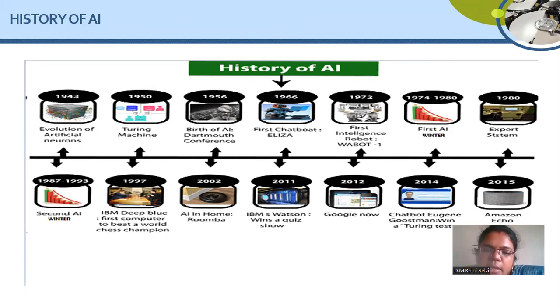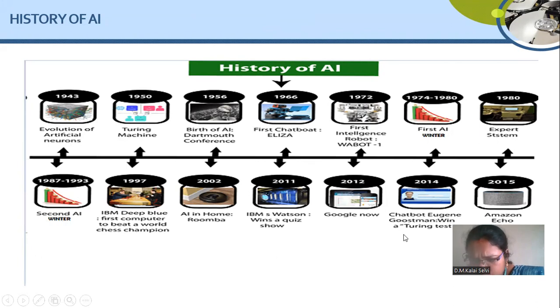In 2002, Roomba, a home-based vacuum cleaner, was introduced. It works on its own once the programmer develops it, and it can clean the room on its own without the intervention of a human being. In 2011, IBM also launched Watson, which won a quiz show. Next, in 2012, Google launched its search engine with AI efficiency.